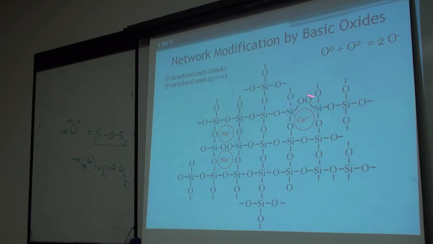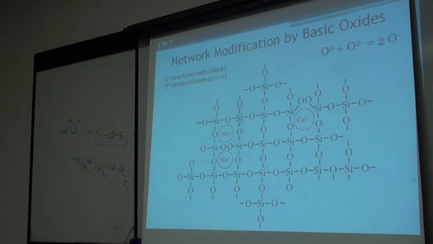So every time you add a calcium ion, it's also written this way. O0 is a bridge, a neutral oxygen. O2 minus is the oxygen ion that came from the calcium, which forms two O minuses, which are broken bridged oxygens. This is an O minus here. This is an O0, and there's hardly any O2 minuses left because this is a very strong reaction. Okay, and the calcium tends to stay next to the broken bridge.